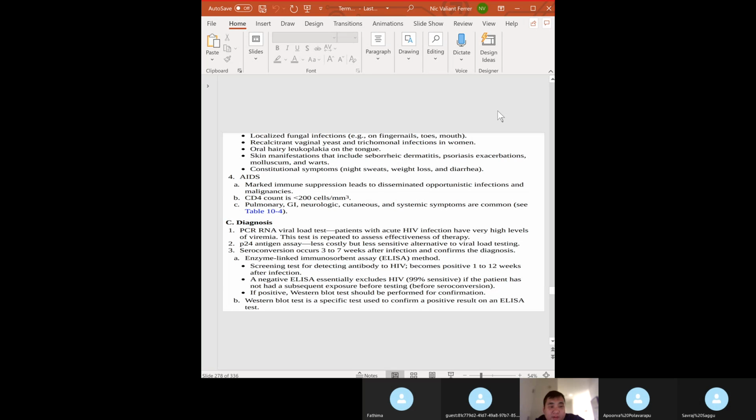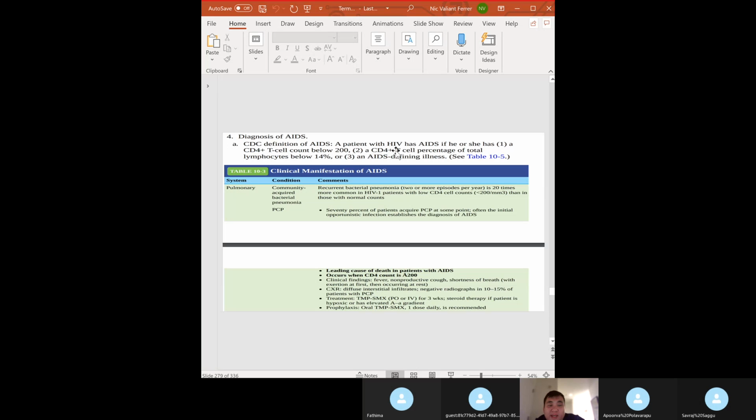So how are we going to diagnose AIDS? The patient with HIV has AIDS if he or she has a CD4 T cell count below 200 and an AIDS-defining illness. Do I need to know the clinical manifestations of AIDS? Yes. It's all on this table. Put a star on that table.